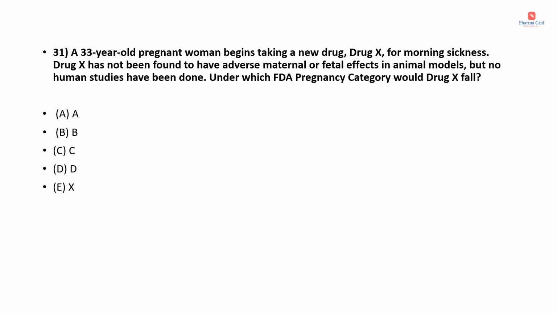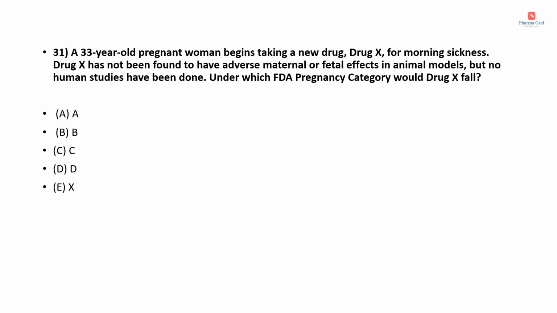Okay, so let's start with today's first question. A 33-year-old pregnant woman begins taking a new drug X for morning sickness. Drug X has not been found to have adverse maternal or fetal effects in animal models, but no human studies have been done. Under which FDA pregnancy category would drug X fall?